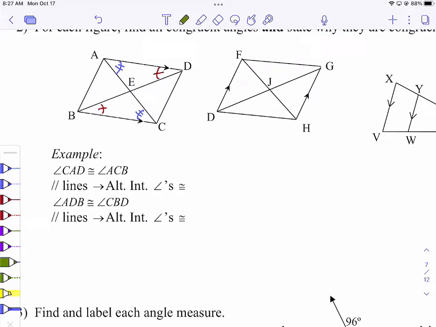This diagram is different. This diagram, these are parallel. So when I make my Z shape, I wouldn't make my Z shape like this because I need my Z to contain those parallel lines. So I'm going to do one like this. So go ahead and make a Z shape with those parallel lines.